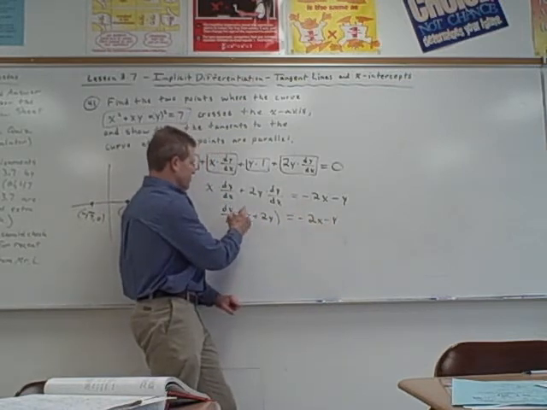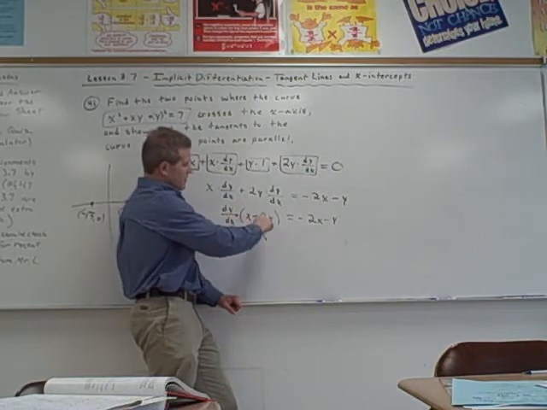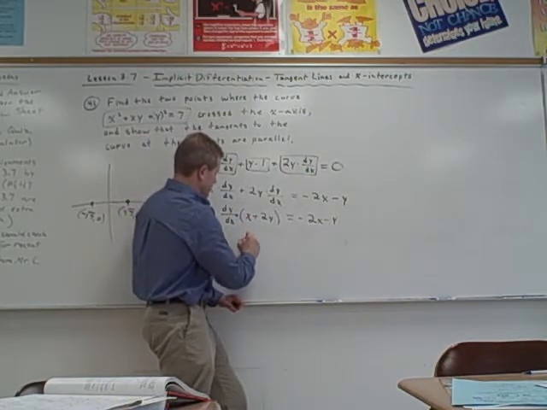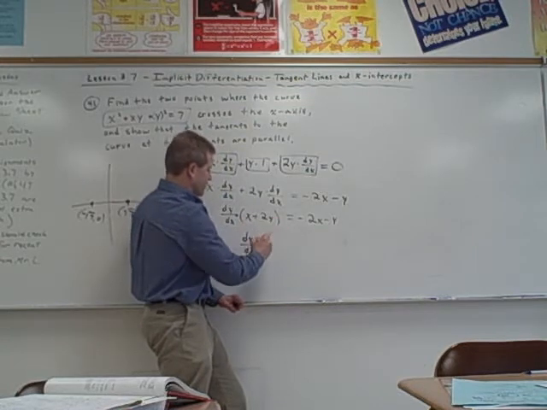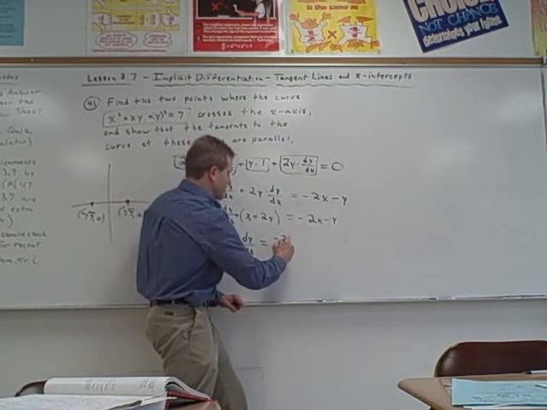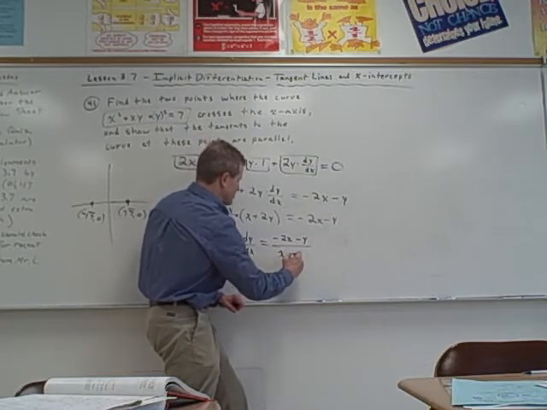When you factor out a dy over dx, that's multiplication. So to get rid of that, you're going to divide. So dy over dx: if I divide here, that will disappear. Divide over there, I'll end up with negative 2x minus y over x plus 2y.